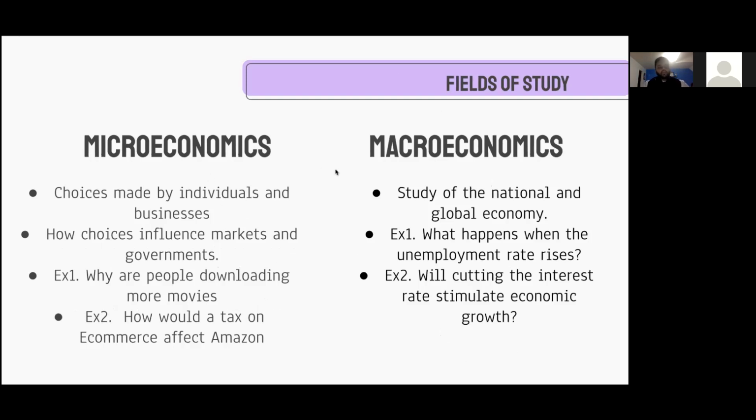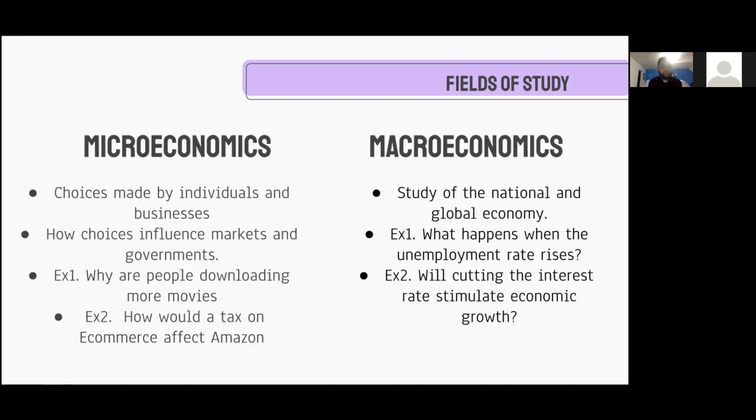Okay, there are two major fields in economics. There's international economics and developmental economics, which are more like subsections of it. But in general, we have microeconomics and we have macroeconomics, right? So microeconomics focuses around choices that are made by individuals and businesses, right? So either private firms or just people in general in the markets, right? And it's how those choices impact the market in a specific contained situation, or what the government reaction to those actions is, right? So notably, you might ask some questions in microeconomics, such as why are people downloading more movies, right?